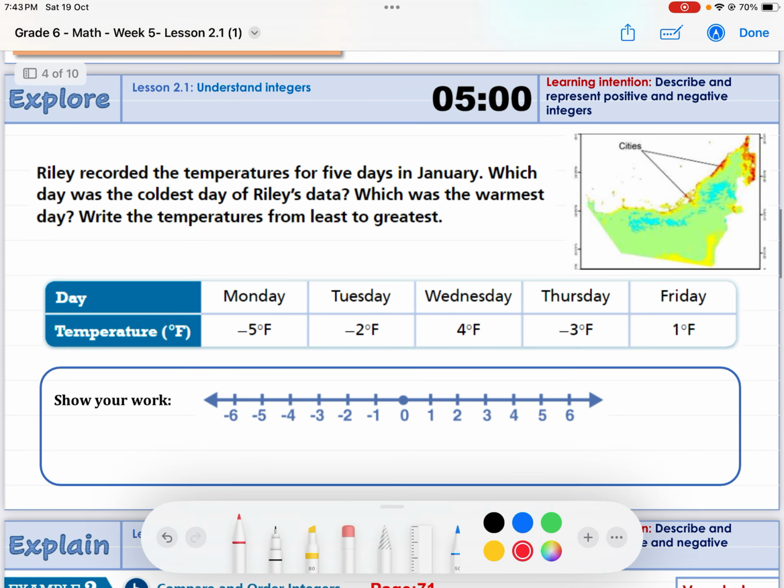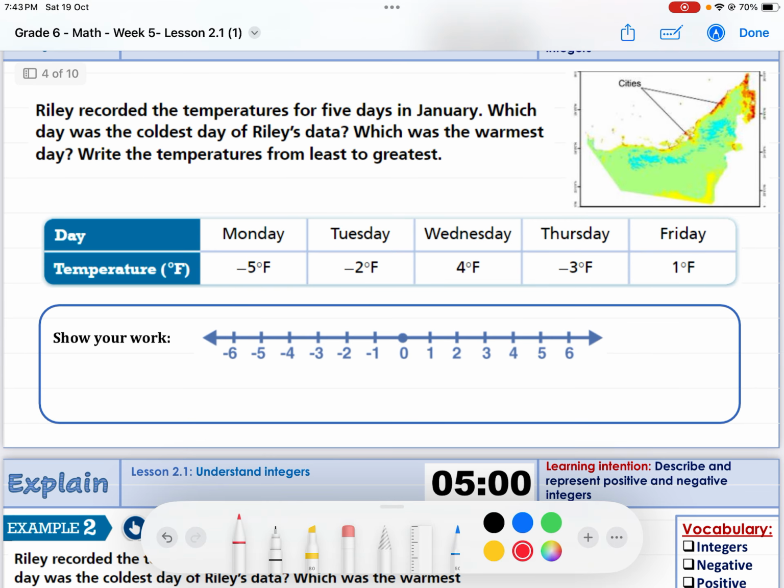So we have here a real life application. Riley recorded the temperatures for 5 days in January. Which day was the coldest day of Riley's data? Which was the warmest? So we have 2 questions that we need to answer. What are we going to do? What will help us tell which one is the coldest and which one is the warmest? The thing that will help us is the number line.